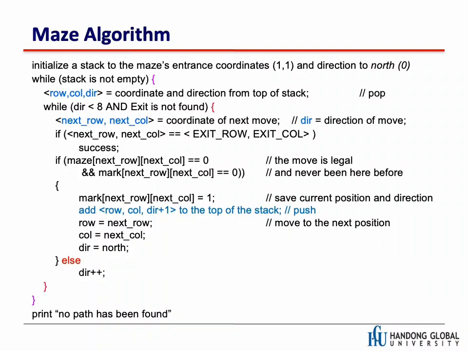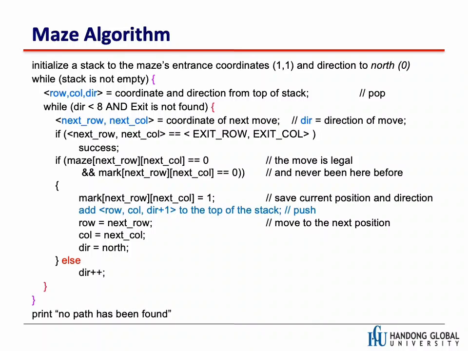Okay, and then in the next while loop, we check if dir is less than 8, because we have only 8 directions from 0 to 7. So if dir is less than 8, then we can still check that direction. And if the exit is not found, then we can keep iterating. Then in the next line, we calculate the next positions with the directions. So we have a statement to calculate the next row and next column from the row and column.